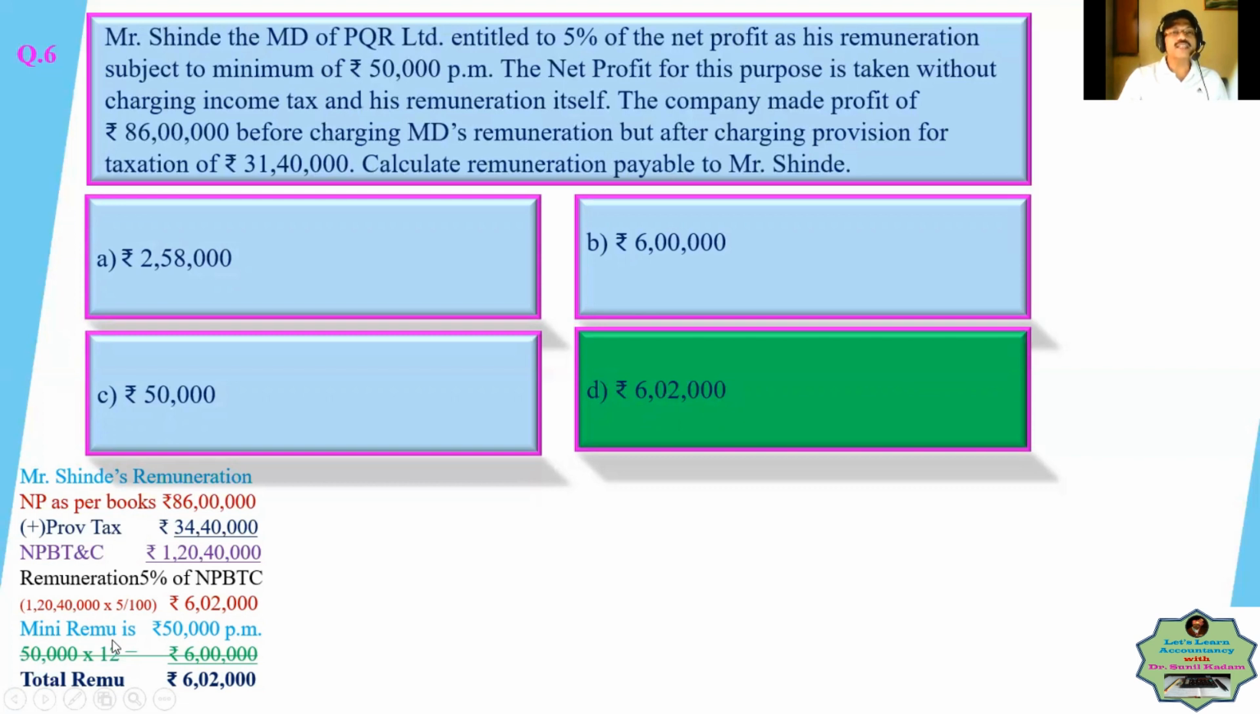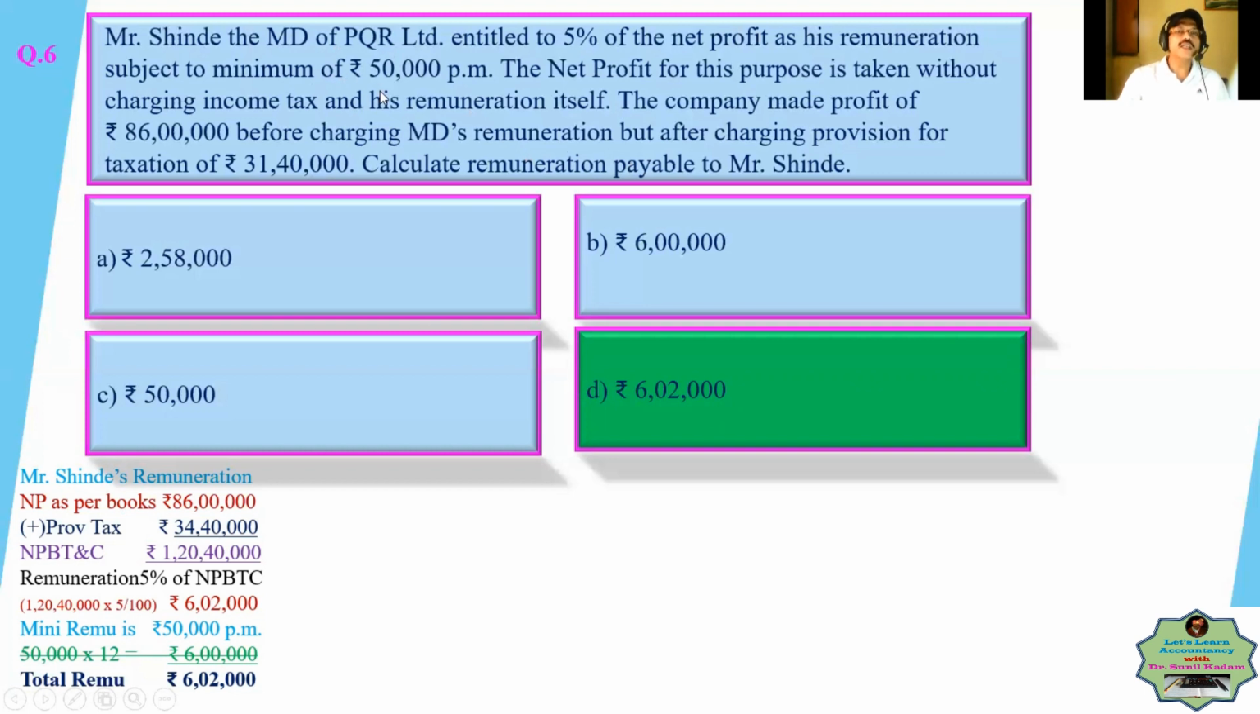Then one can say, sir, there is another part of that MCQ, which says that the remuneration is 5% of the net profit and it should be a minimum of 50,000 per month. So 50,000 per month, when we multiply by 12 months in a year, comes to 6 lakh. Either it is 6 lakh or the commission, the actual remuneration, 6 lakh 2,000. Whichever is more is payable to him. That's what it says.